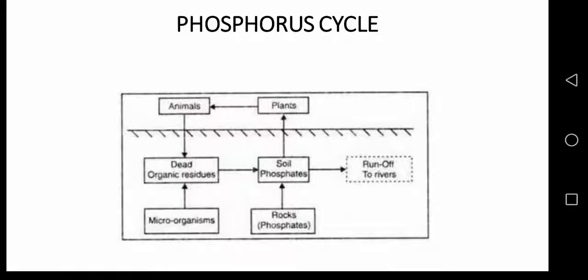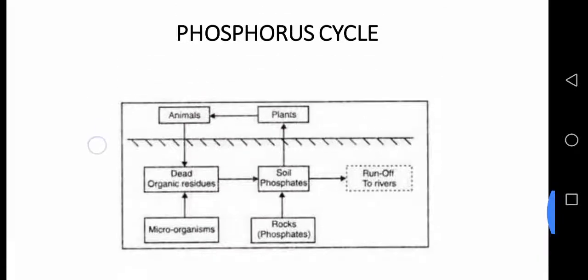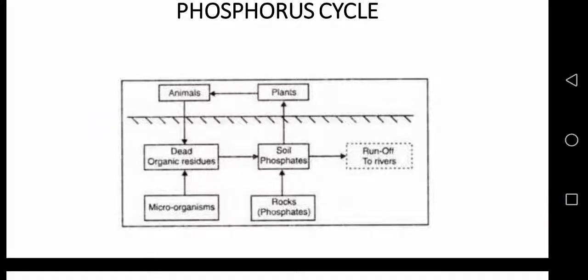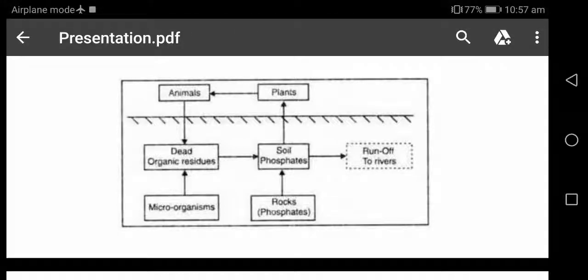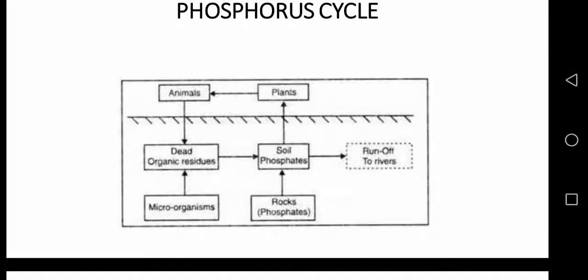Phosphorus is often the limiting nutrient in aquatic, particularly freshwater, ecosystems. So phosphate is necessary for growth. In this diagram, phosphorus originates from rocks, through the disintegration of rocks. First the phosphorus comes into the soil in the form of phosphate.